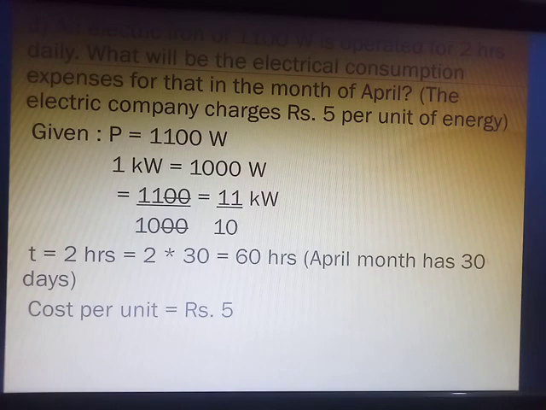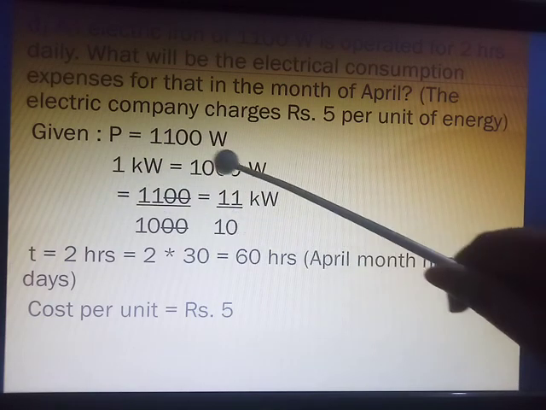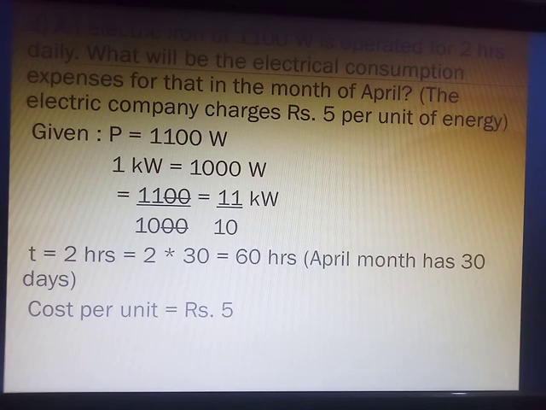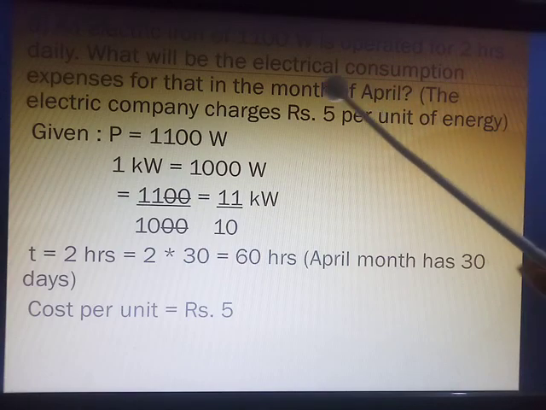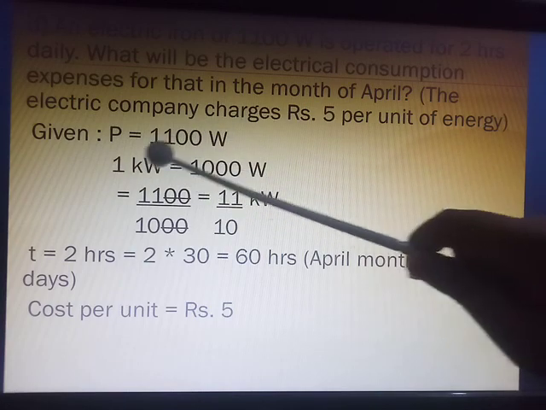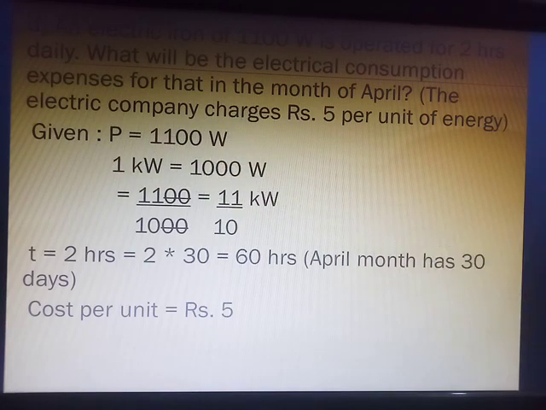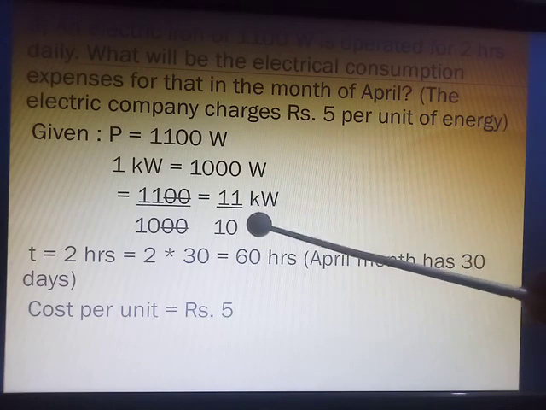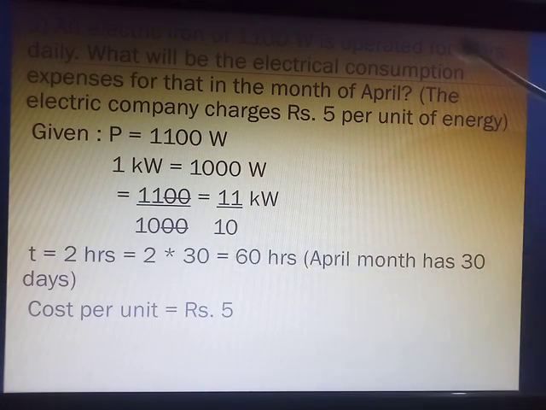So what is given? Power is given 1100 watts. Here you are going to convert this watt into kilowatt because we have to find out the number of units. Then only you can get the total expenses by multiplying for the charge used for per unit. So 1 kilowatt is equal to 1000 watt. So this value which is given in watts you will convert into kilowatt by dividing it by 1000. Time is 2 hours daily.